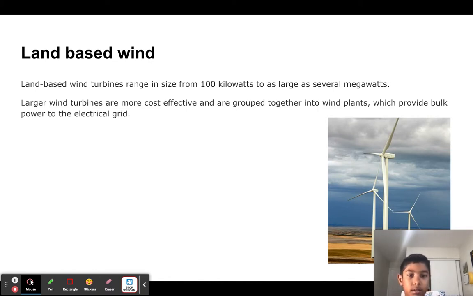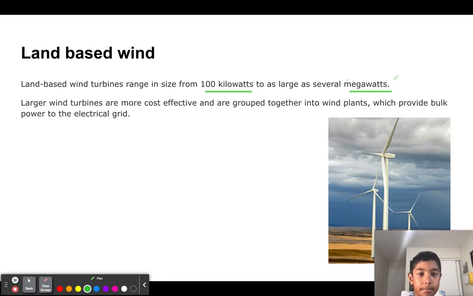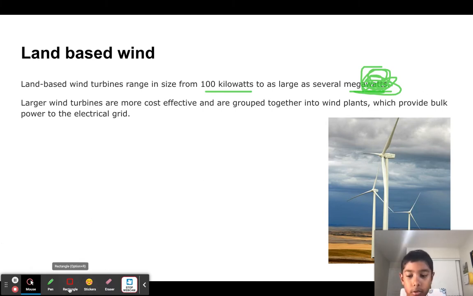Usually a light bulb would be powered by 50 watts. That means electricity. So 50 watts, and then you have 100 kilowatts and several megawatts. You can tell which one's bigger, kilowatts or megawatts. It's megawatts. Megawatts are bigger because they produce more electricity.